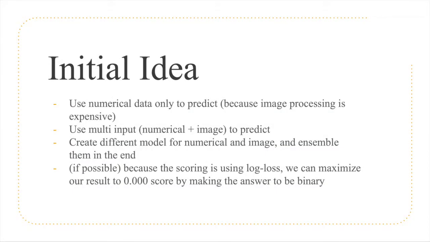So some ideas that we came up with at first: we will try to use only numerical data to predict. We will try to combine numerical and image to predict, and see if the result improved. Next, after many trial and error, we came up with a new solution to ensemble the numerical-only model and image-only model. And finally, we changed the prediction to 1 or 0 to maximize our result to 0.0000.